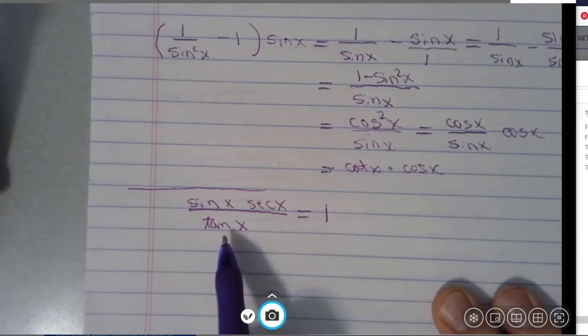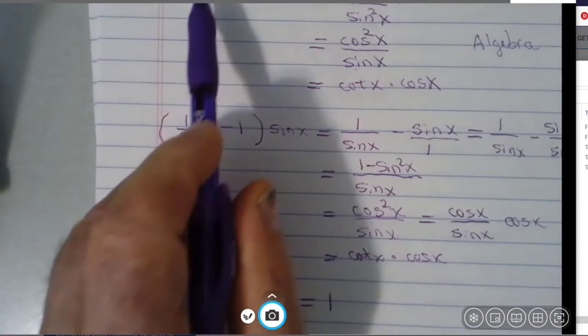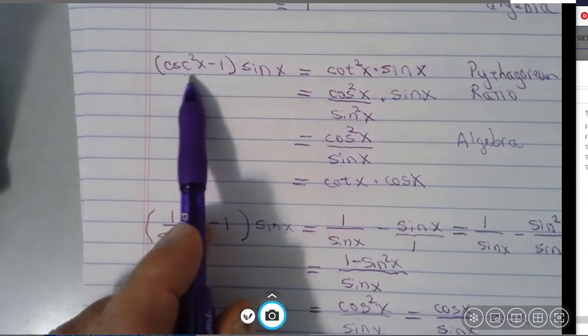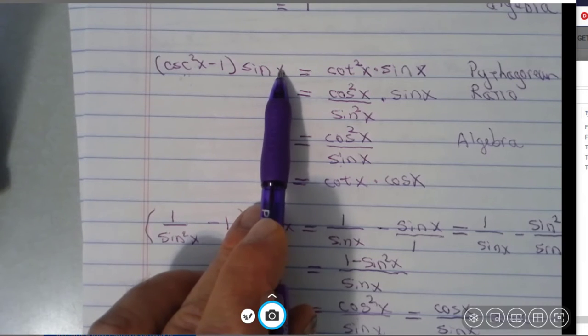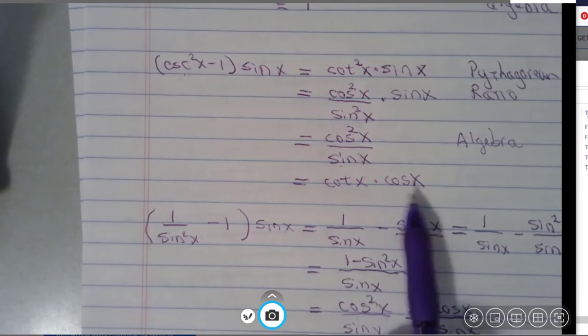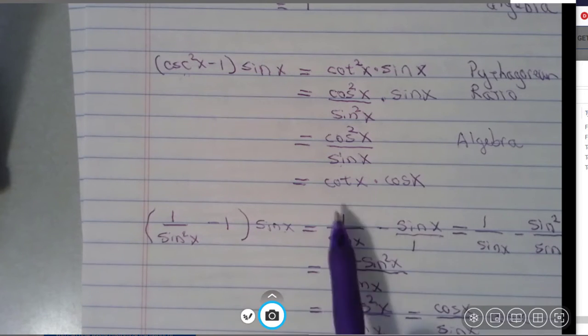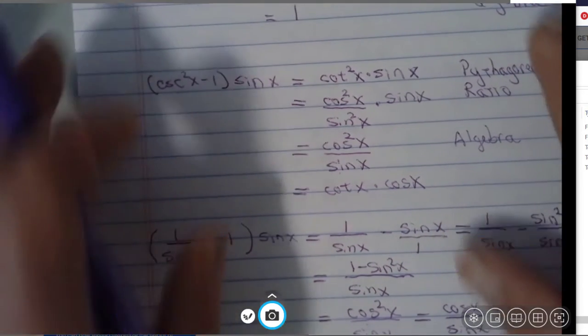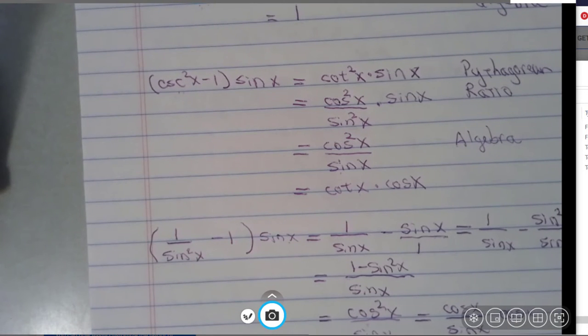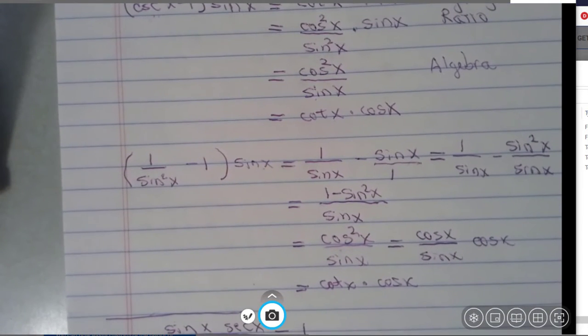Well, that's all well and good for that one, but how about this one right here? Cosecant square x minus 1, take that quantity and multiply it by sine of x. That's supposed to be equal to cotangent of x times cosine of x. Now, I suppose you could plug in a number of different x values and see if they agree. If they did, that would be confirmatory, but it wouldn't exactly be a proof because you can't check all possible points.